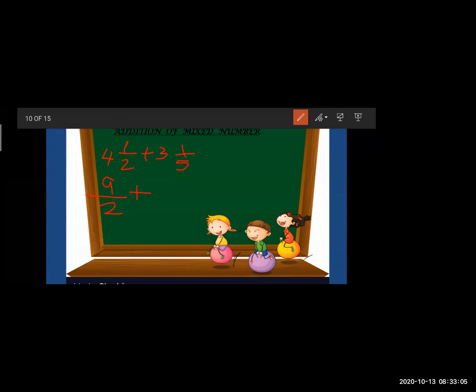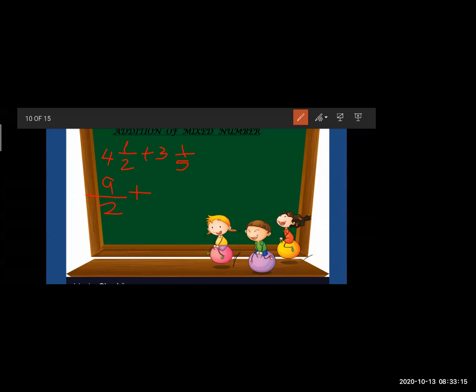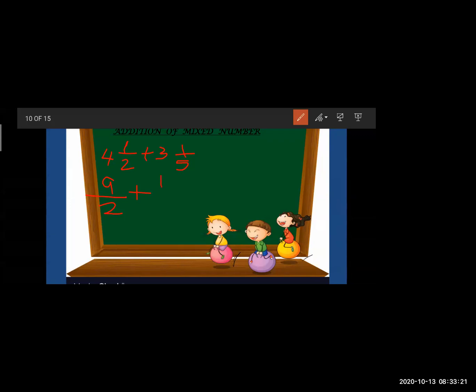3 1/5. 5 threes are 15, plus 1 is 16. Miss, 5 के ऊपर 1 है. So 16/5. Very good answer. So it will be 16/5. So we have got 9/2 plus 16/5.